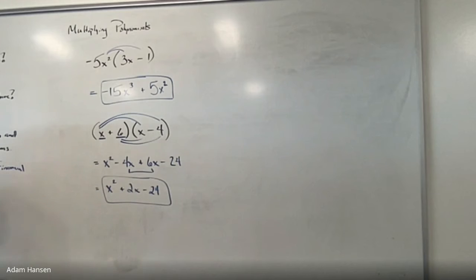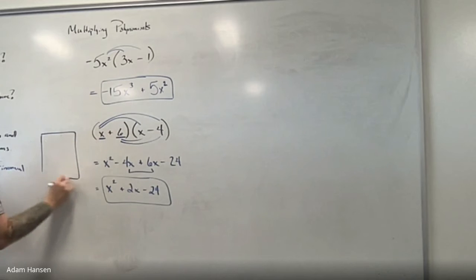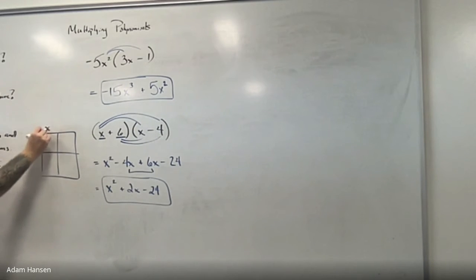If you're stuck on how to multiply these, sometimes I've had kids draw a box. Let's put it up into fourths. Take x plus 6 times x minus 4.